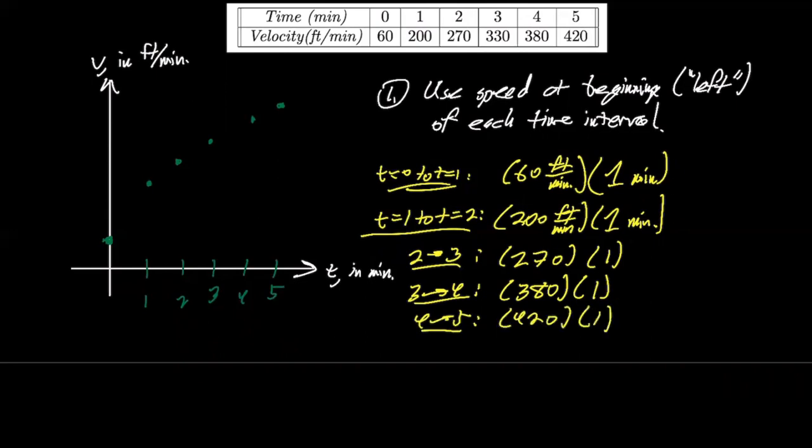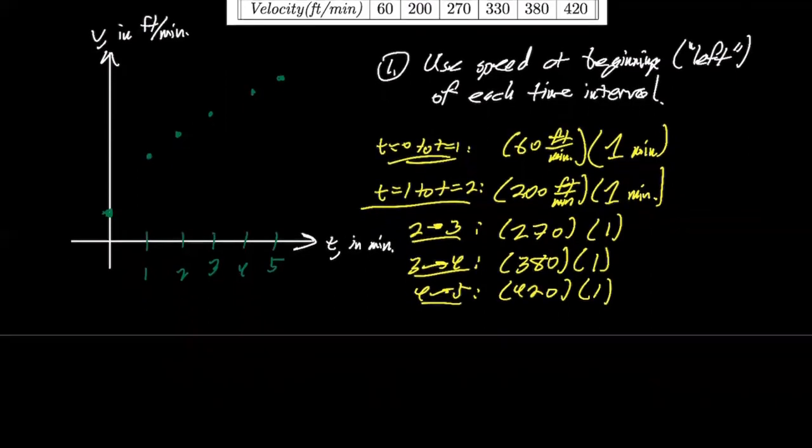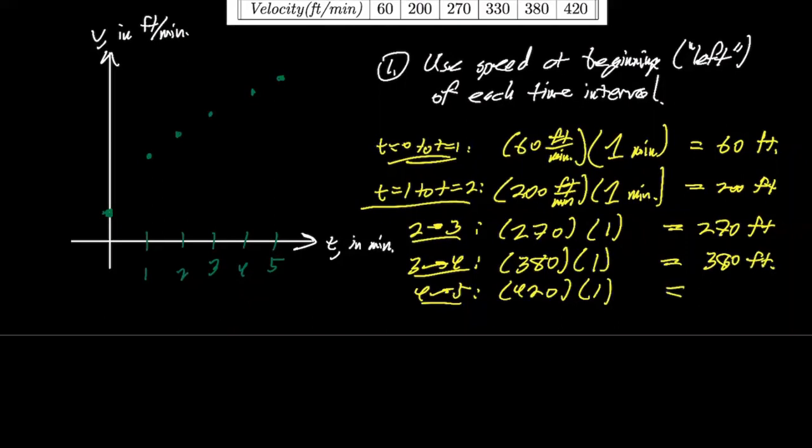And we basically add all these up, because you're assuming you're going this speed the first minute, this speed the second minute. I mean, this distance, this is 60 feet. This is 200 feet. This is 270 feet. This is 380 feet. And this is 420 feet, right? And you would get an estimate from that. You would just add all these up.